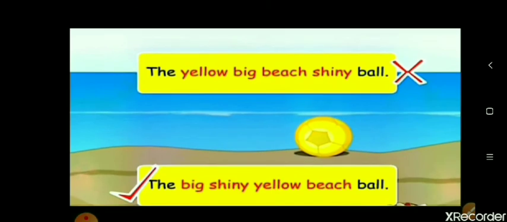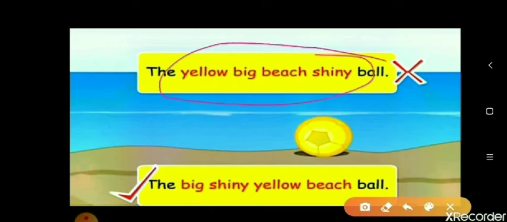Let's see an example here. In the first part, you can see the yellow big beach shiny ball. Children, this is the wrong way of using adjectives. This is not the proper order. First, we have to use the size. Here it is size. Big, shiny, yellow beach ball. This should be the sequence: size, texture, color, and type. Big, shiny, yellow beach ball. This is the correct way of using adjectives, the correct order.